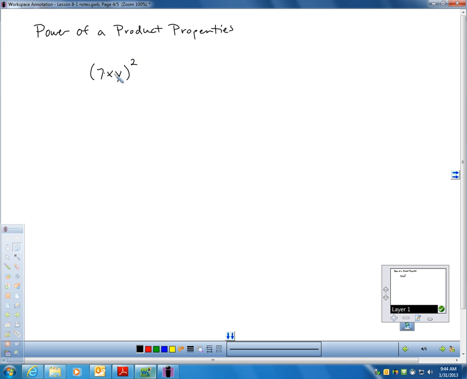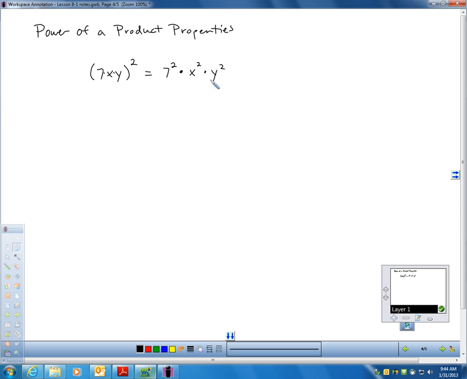Now remember, this is a product. I'm multiplying these things together. Well, this is what you need to do if you have the power of a product. The 2nd power, the exponent 2, has to apply to each one of these things. I got to take 7 and square it. I got to take x and square it. I got to take y and square it.